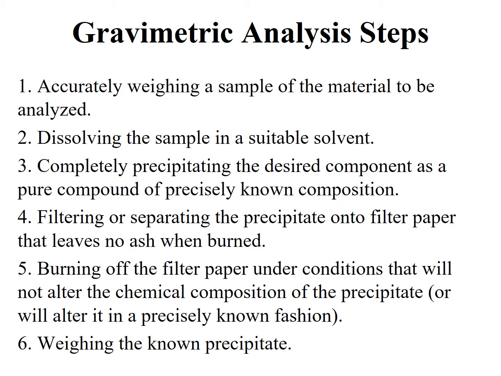If we follow the steps in gravimetric analysis, this is how it looks. First, you accurately weigh a sample of the material to be analyzed. Then you dissolve the sample in a suitable solvent, and then you completely precipitate the desired component as a pure compound of precisely known composition. Then you filter or separate the precipitate with a filter paper that leaves no ash when burned, and then you burn up the filter paper under conditions that will not alter the chemical composition of the precipitate, or will alter it in a precisely known fashion, and then weigh the known precipitate.